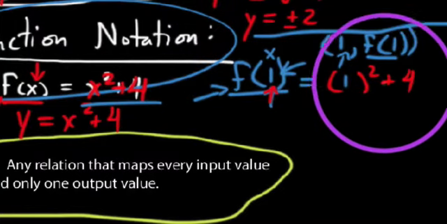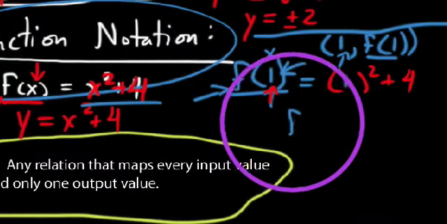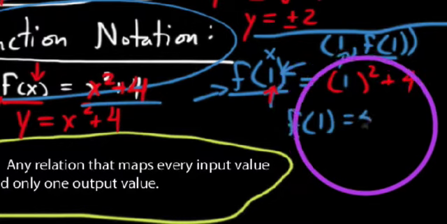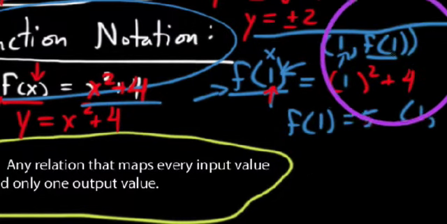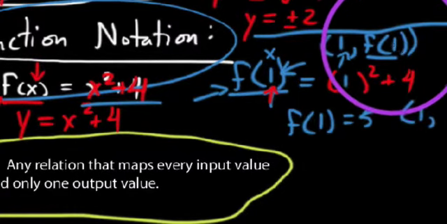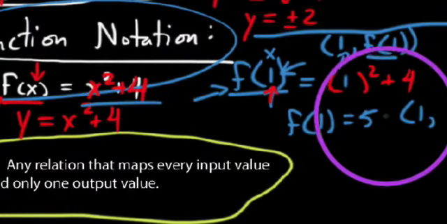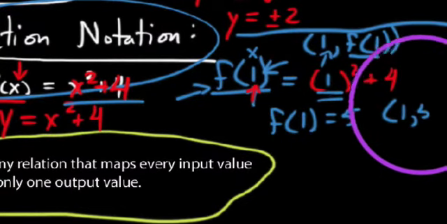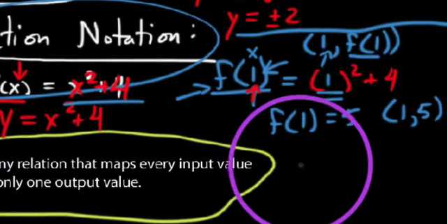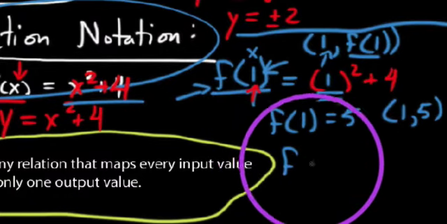We say 1 squared is 1. 1 plus 4 is 5. So we say f of 1 is equal to 5. This is equivalent to saying that when x was 1, we got a y value of f of 1, or we got the function value when x was 1, and the function value when x was 1 came out to be 5.